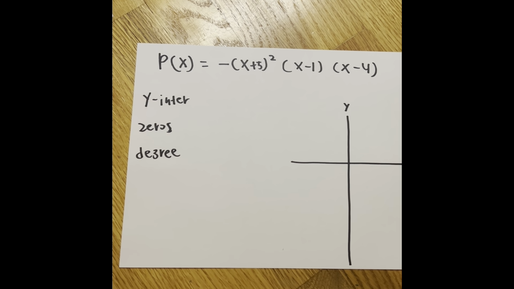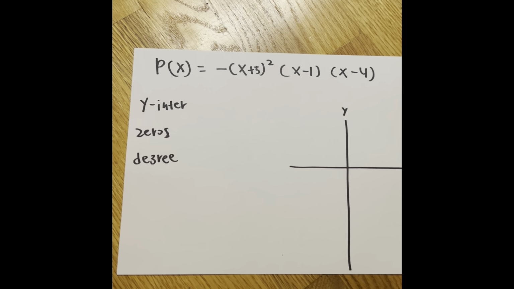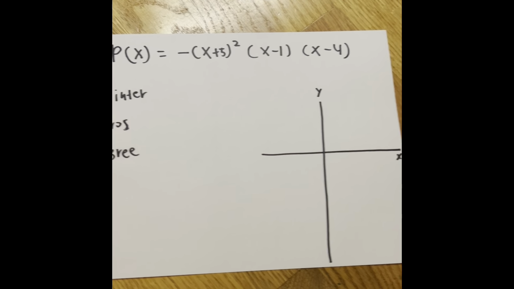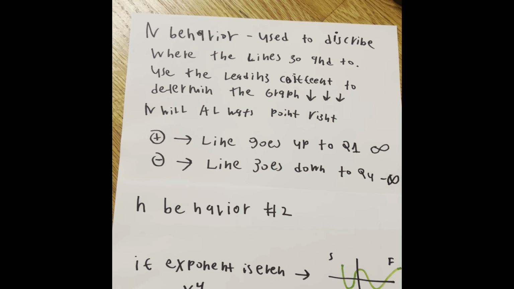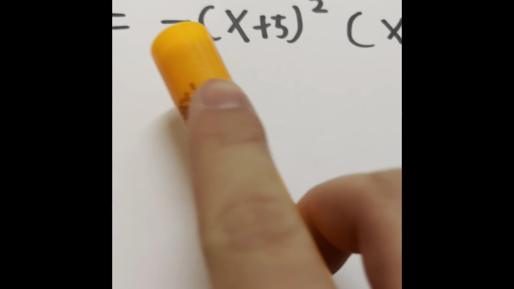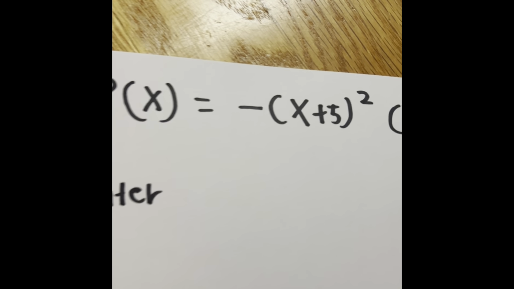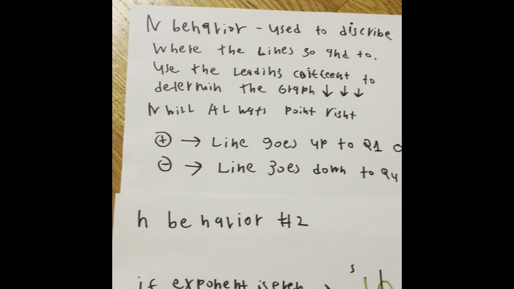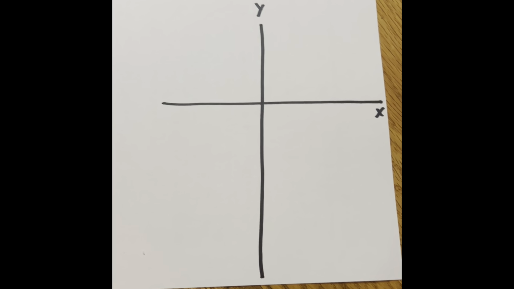First things first. Let's see where the graph is going to go and where it's going to end, or where it's coming from and going to, like a train. Since we have to look at the coefficient for the end behavior, we look right here. We have a negative as the leading coefficient. So when it's negative, the line is going to go down to quadrant 4, on this side towards negative infinity.